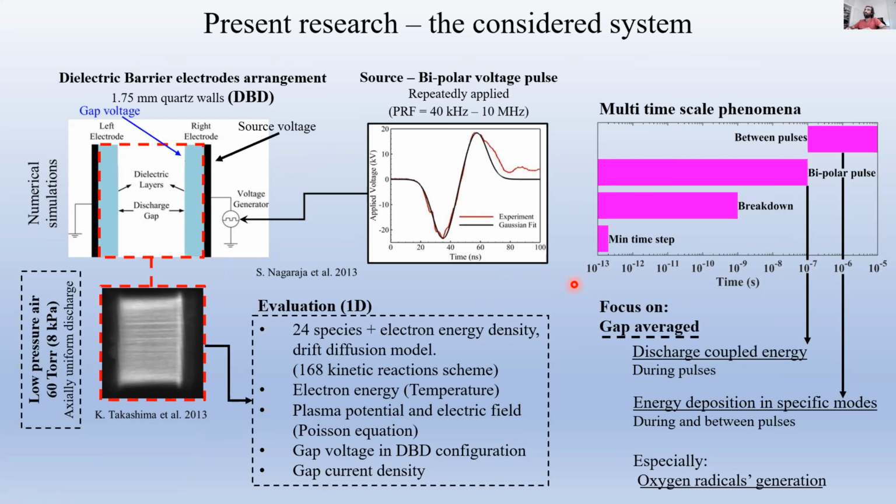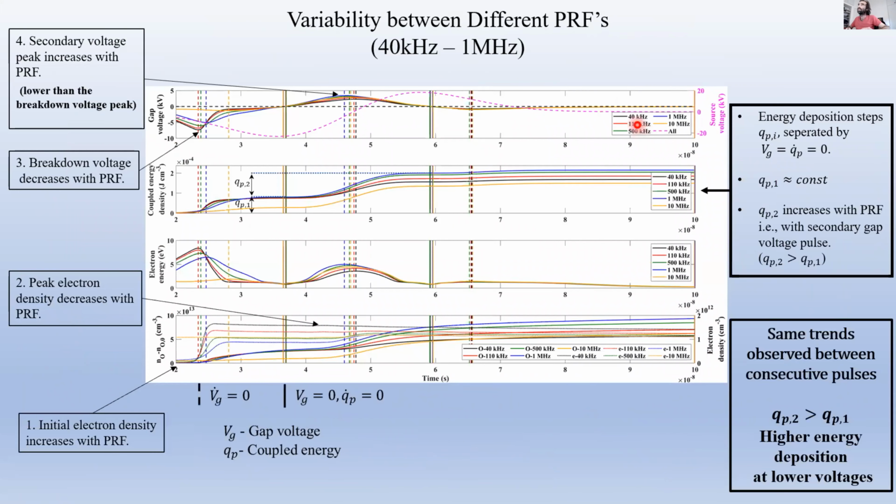Now, there are a lot of phenomena that occur there, but for this talk I want to focus on, let's say, 2 of them. I want to focus on the discharge coupled energy during each of those pulses, and the energy deposition in specific modes, but especially the oxygen radical generation, the energy which is deposited in the creation of oxygen radicals. So this is basically what we see here.